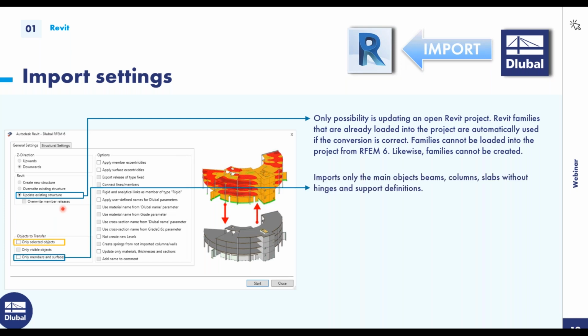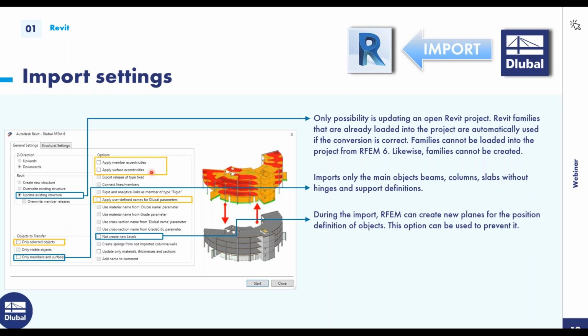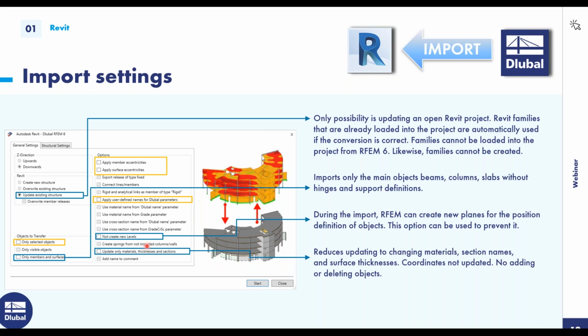There are also some functions for controlling the amount of transfer that you do. Right now this allows you to transfer only some of the objects. This is also still under construction, but you do have the option to only transfer members and surfaces if you'd like. We have some other options that are also still under construction. The options for eccentricities, which are shown here, are not available yet.